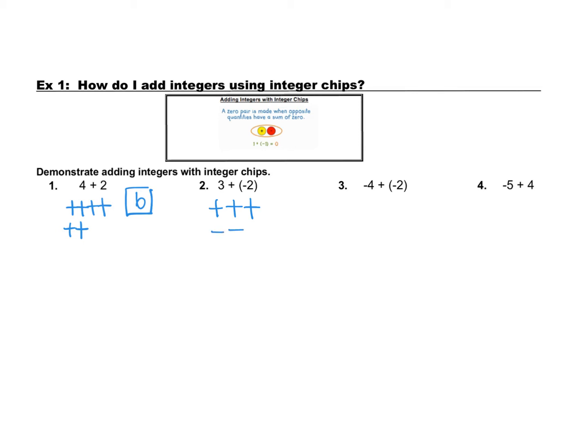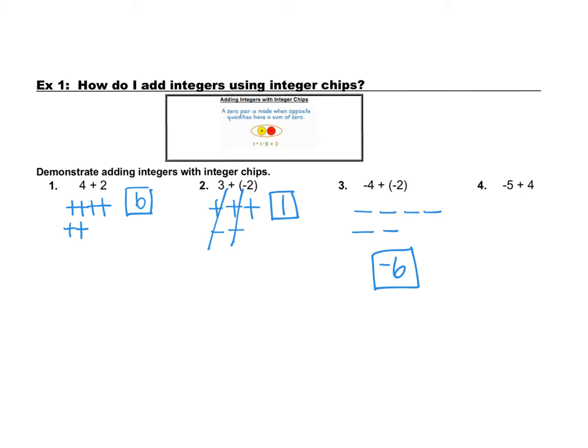And this is what we mean by the zero pair, is that one positive and one negative end up canceling each other out. And that's going to happen twice here because we had 2 negatives. So then 3 plus negative 2 is just going to give us a positive 1. Now what happens if we have negative 4 plus negative 2? So I'm going to have 4 negatives. I'm going to combine that with 2 negatives. And notice nothing ends up canceling itself out. But what I have left is 6 negatives. So the answer to that one is going to be negative 6.